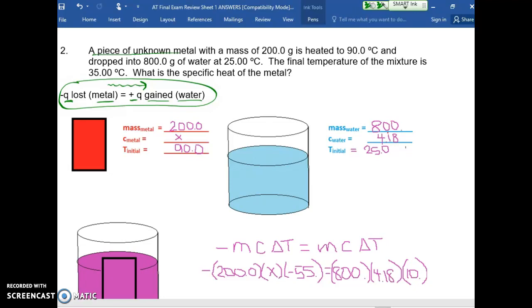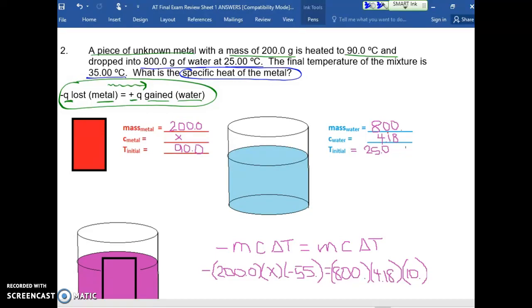It says a piece of unknown metal with a mass of 200 grams is heated to 90 degrees Celsius and then dropped into 800 grams of water at 25 degrees Celsius. The final temperature of the mixture is 35 degrees Celsius. What we're solving for is the specific heat of the metal.